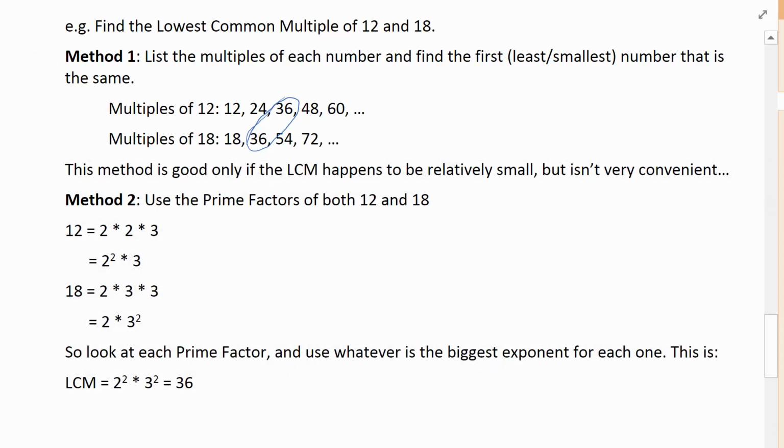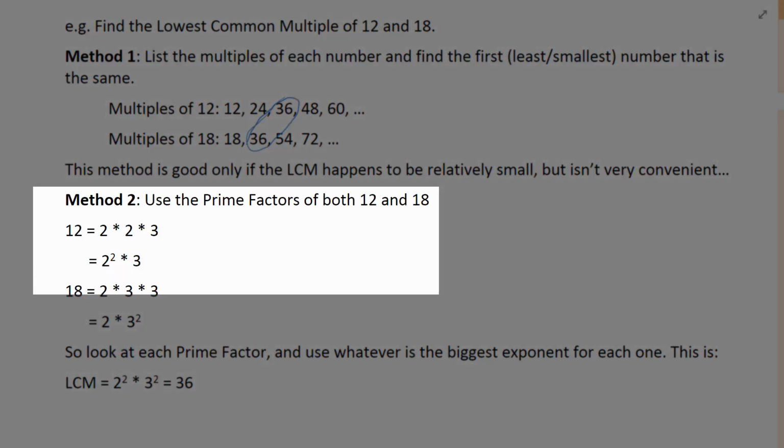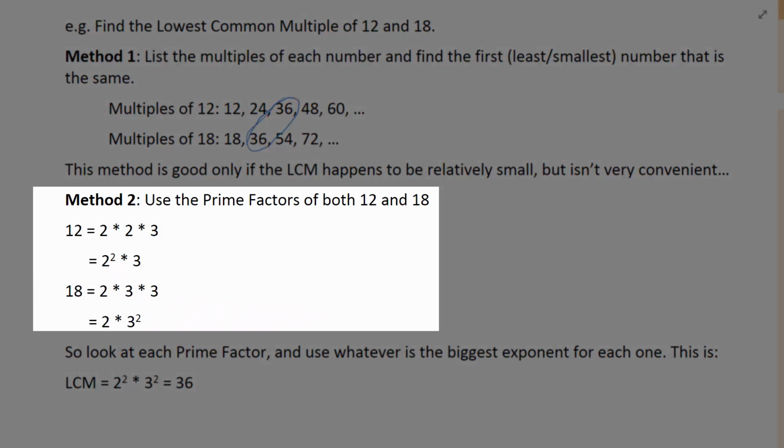This method works quite well if the lowest common multiple happens to be relatively small, but it isn't a very convenient method for numbers that aren't quite so small. Let's look at the second method now, using the prime factorization of both 12 and 18. Again, 12 comes from 2 times 2 times 3, or in other words, 2 squared times 3, and 18 comes from 2 times 3 squared.